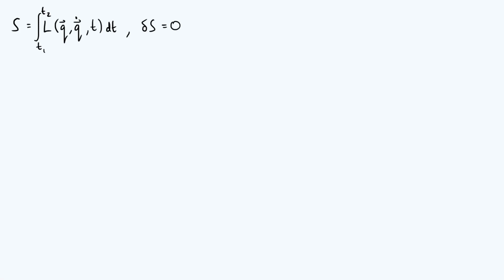So let's start with the definition of action. The action is the S quantity that I've defined on the screen here. It's the integral from t1 to t2, in other words, just over the period of time that you're interested in, of this quantity L, which is the Lagrangian. I'll write down here that the Lagrangian is defined as T minus V, where T is kinetic energy and V is potential energy. And it's a function of three things.